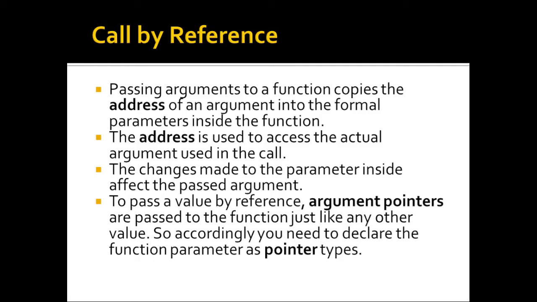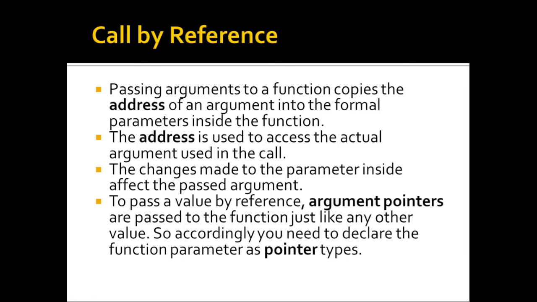Passing arguments to a function copies the address of an argument into the formal parameters inside the function. So you notice here that it is not the value that is being copied, but the address of an argument. The address is used to access the actual argument used in the call. Because we have the address, we can now access the actual value or the actual argument. The changes made to the parameter inside affect the passed argument. So if there are changes inside the parameter, it will also change the actual argument.